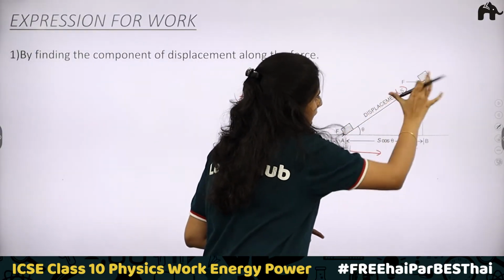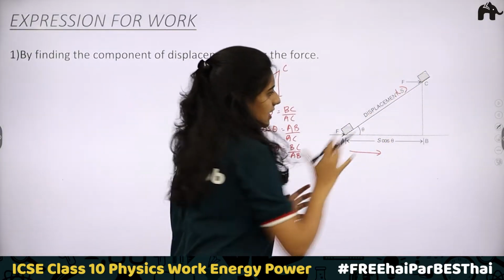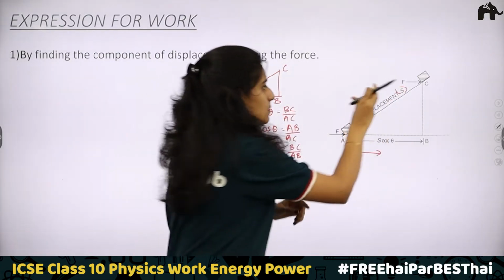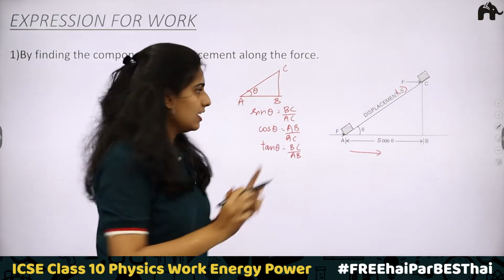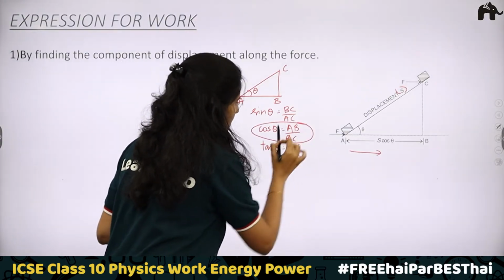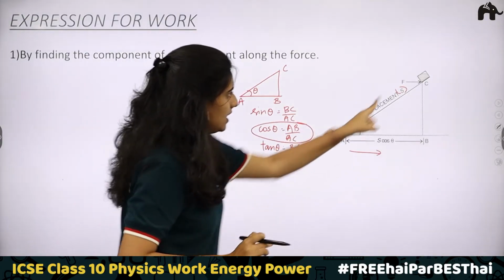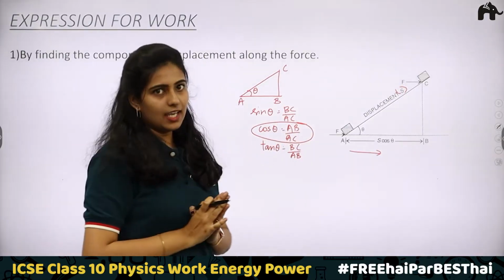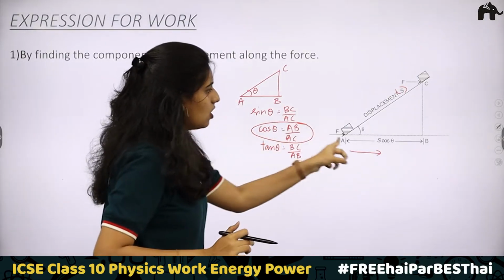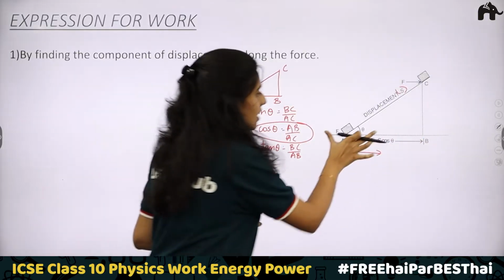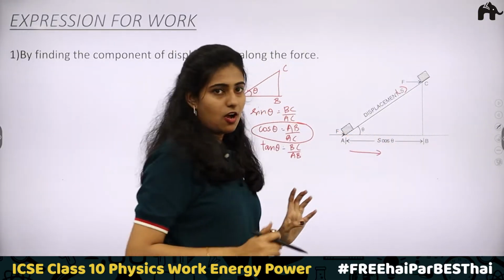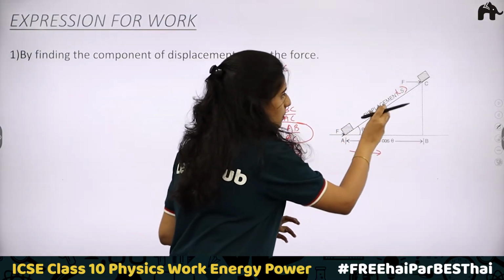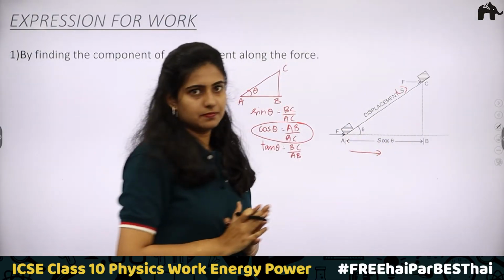That is, here consider the hypotenuse of the right triangle. This is the hypotenuse. Here we have displacement, so displacement should be included. That is, we have displacement AC, which is S. Cos theta is equal to AB by AC. We can take this in order to get AB. AB will give the horizontal component of the angle theta. Horizontal component of displacement is AB.